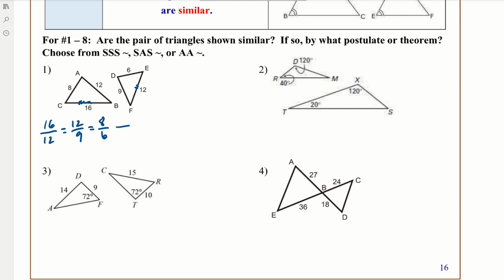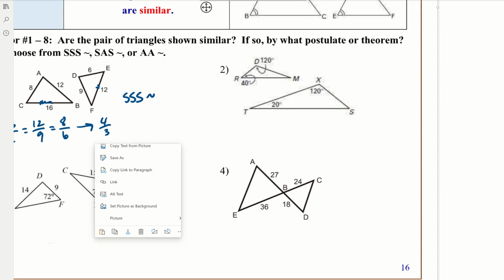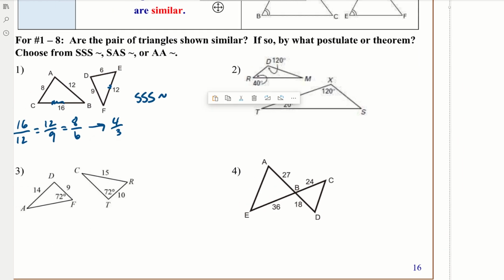They all reduce to 4 over 3. So all three sides are proportional. So yes, they are similar by the side similarity. Okay, number 2. What do we have here?